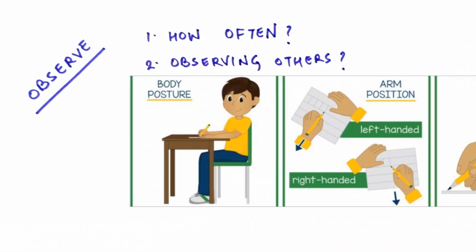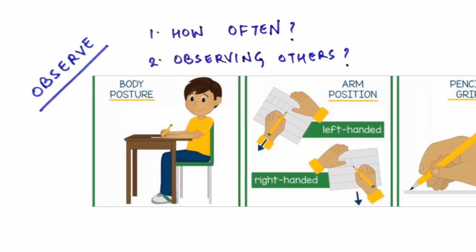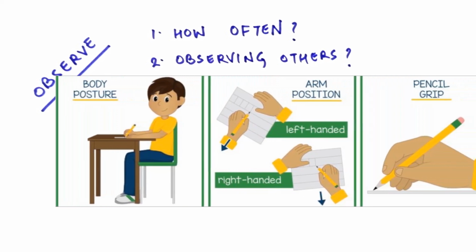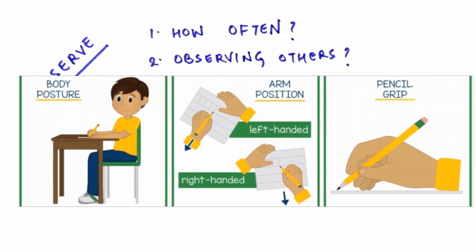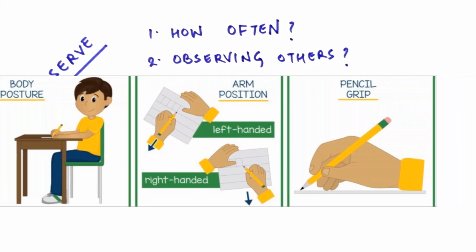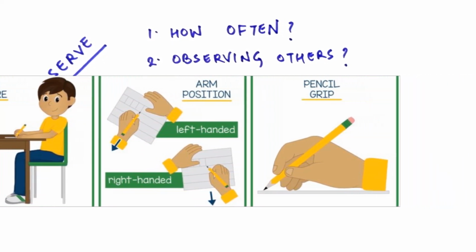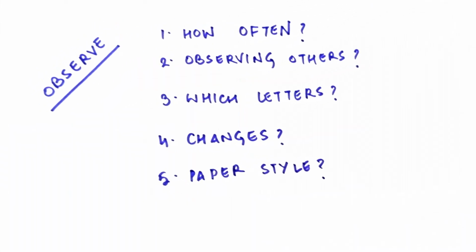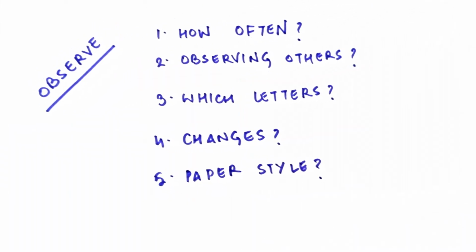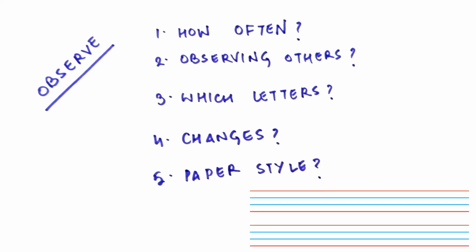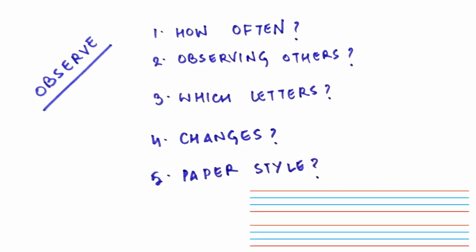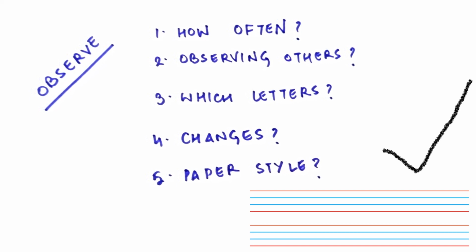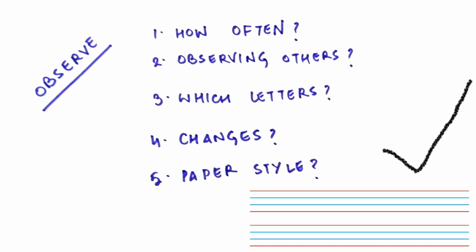Fourth, does change of aspects like posture, writing surface, sitting surface, pencil grip, paper orientation make a difference with the child's writing or correcting the reversals? And finally, is paper style a factor? Whether they're writing on a 2-line sheet or a 4-line sheet, there is less confusion in 4-line sheets, and there is a reason why writing starts with them.